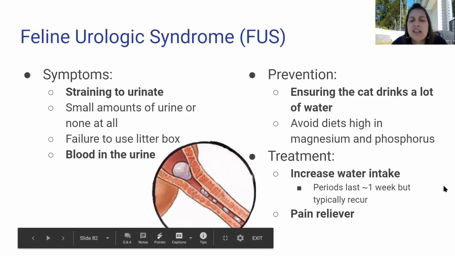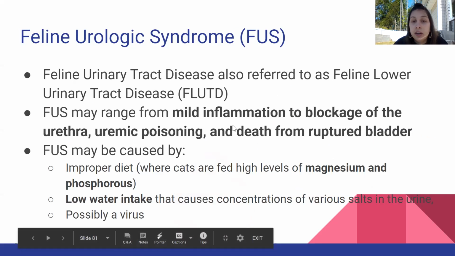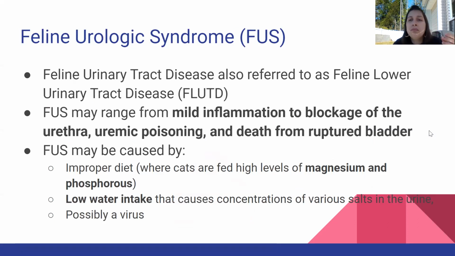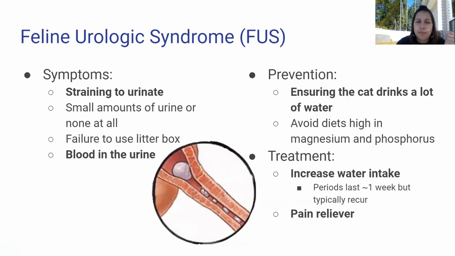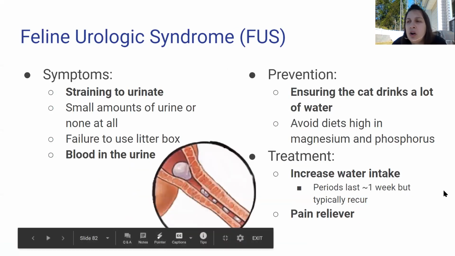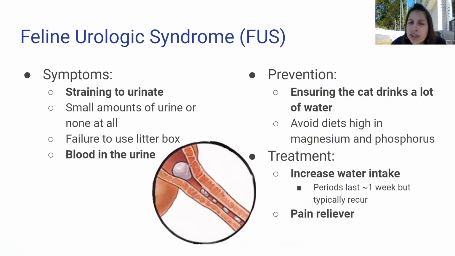If your cat does get it, it's probably not a death sentence, unless you wait so long that the cat's bladder ruptures, where their bladder is so full of pee that it basically explodes. If you catch it early on, or even just before their bladder explodes, you can take them to the vet. You'll get a pain reliever, you're going to increase their water intake, and you basically just have to give them time.